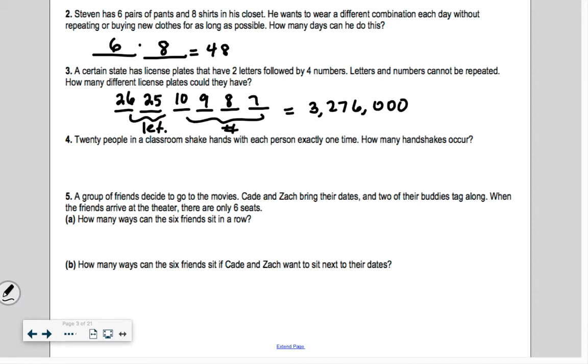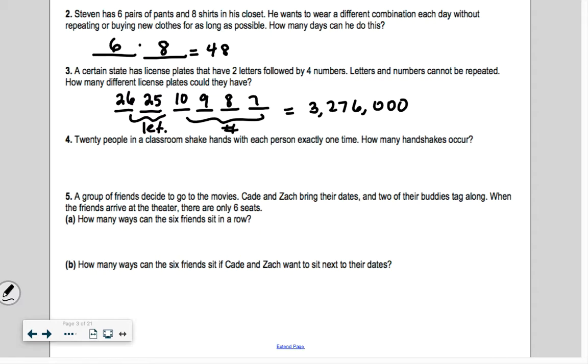All right, this is a tricky one. This is a classic probability problem. We could maybe do this experiment later if you want. So 20 people in a classroom shake hands with each person exactly 1 time. How many handshakes occur? Any guesses? How would I do it? 20 times 19, maybe? Is that what you're saying?